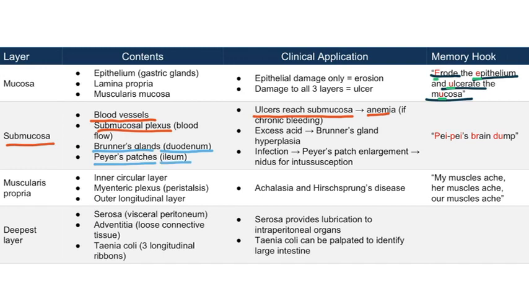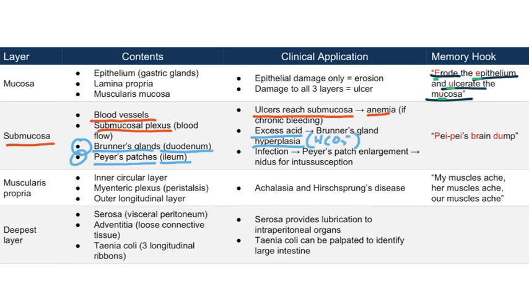Okay, focusing just on Brunner's glands now. If there is excess acid within the lumen of the GI tract, these Brunner's glands from the duodenum will undergo hyperplasia. And that's because Brunner's glands secrete bicarbonate. And since bicarbonate is alkaline, it can counteract the acidic material. And now for Peyer's patches.